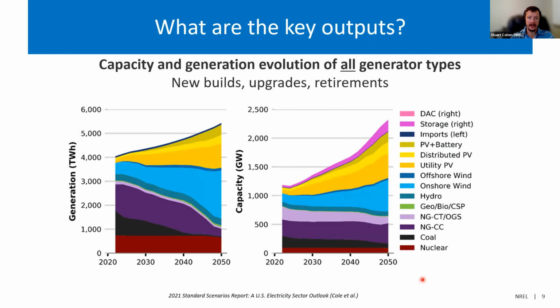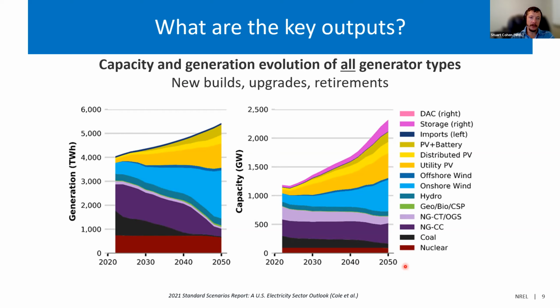we're looking at the results is what is the mix over time, both on the generation side and the capacity side. We could look at how things are being built, how they're being retired, how that balance and mix changes, and how that correlates to the relationships between technologies in terms of how they might complement or compete with each other.